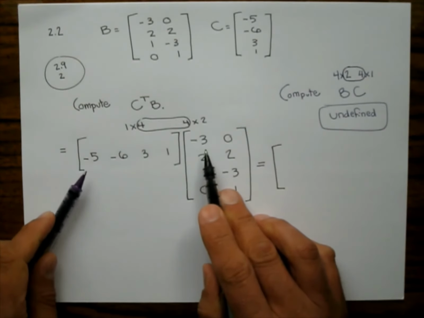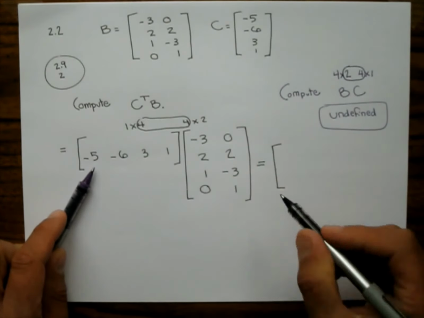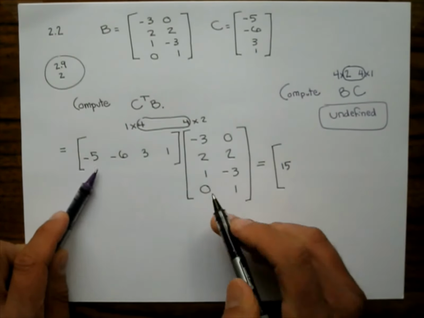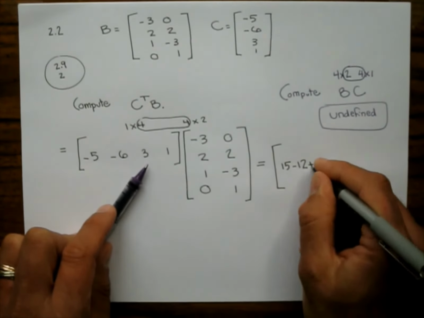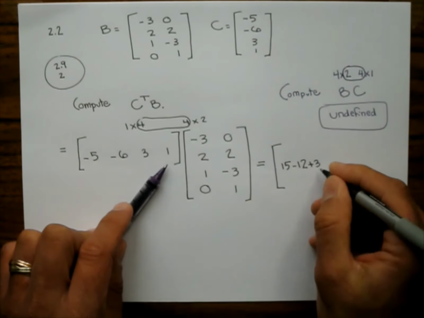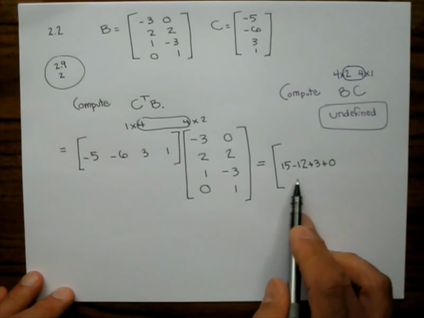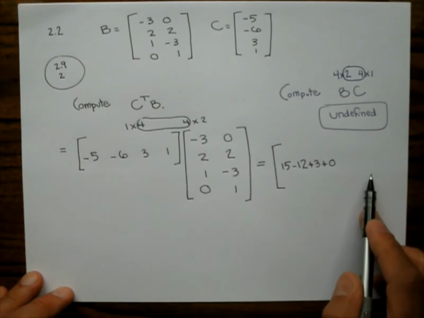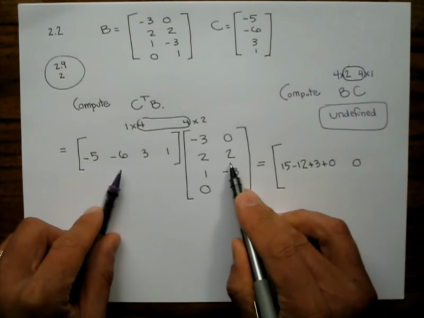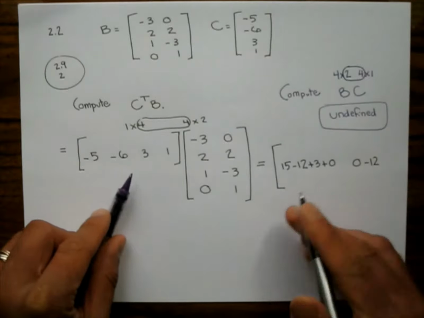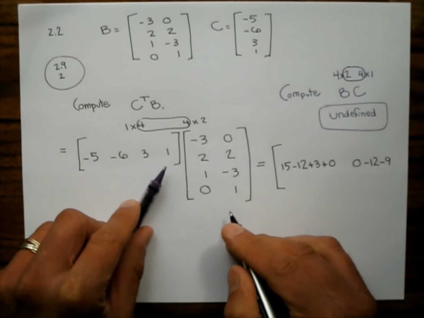Let's go ahead and do this. The Roadrunner and the Coyote. That's what I was saying in an earlier video, so that's 15. I'll write this out actually. Then we have -12, plus 3, and then plus 0. That's the first entry, and this is going to be a 1 by 2, so there's the first one. And then the second one is going to be 0, -12, -9, plus 1.